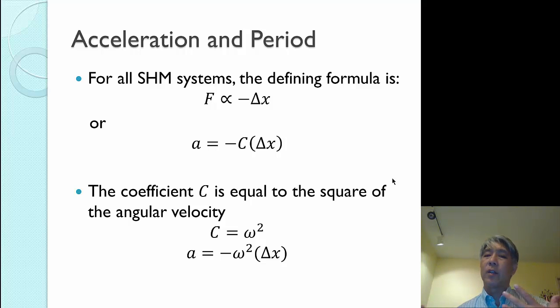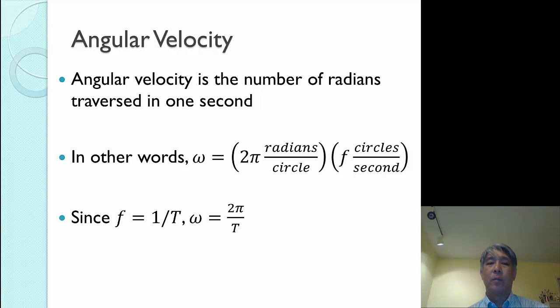The coefficient c is going to be equal to the square of the angular velocity. So c is equal to this Greek letter omega, which kind of looks like a curly W. That constant c is equal to omega squared, and my acceleration is nothing more than minus omega squared delta x. That angular velocity you've seen in math if you've gone through the sine and cosine waves. In math we treat it a little differently. We generally don't use the Greek letter omega; I want to say our math class uses the letter b to represent angular velocity.